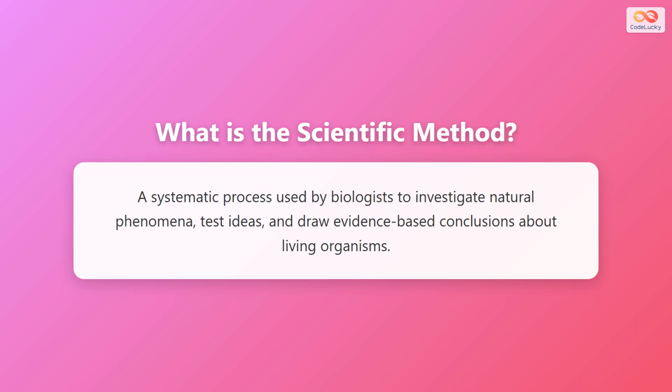So, what exactly is the scientific method? It's a systematic process that biologists and other scientists use to investigate natural phenomena. Think of it as a structured way of studying living organisms and the world they inhabit. The scientific method helps us test our ideas in a reliable way, ensuring that the conclusions we reach are based on solid evidence rather than guesses or assumptions. This process is what separates scientific knowledge from opinion or speculation.